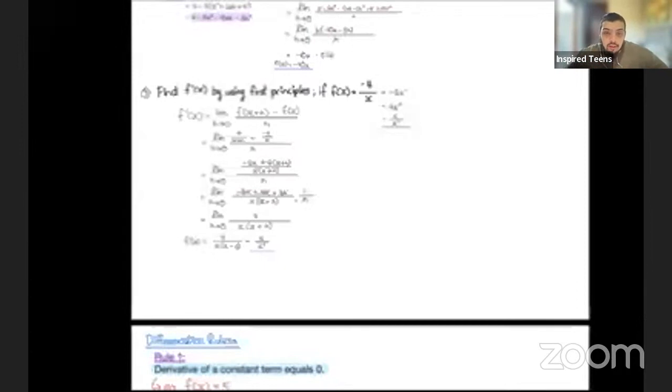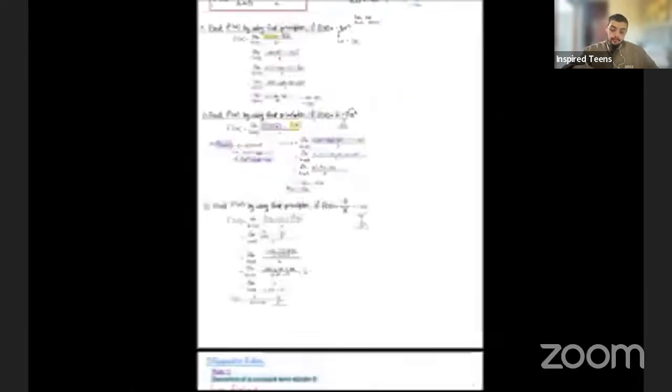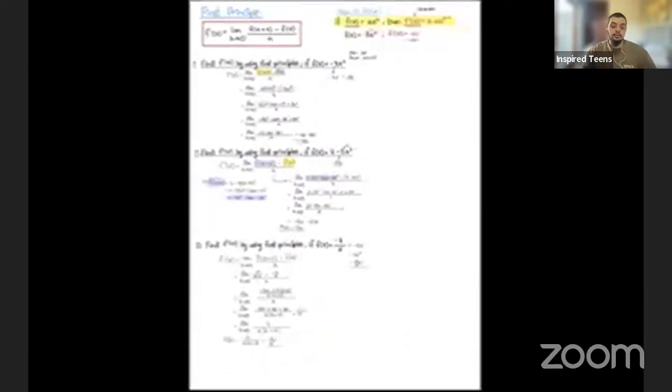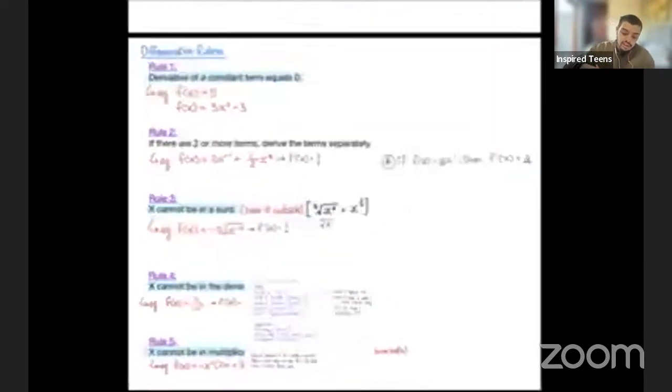Just to keep in mind, you can always double check your answer by just deriving normally. So those are 3 solid examples of first principles. I hope that you guys understand. Let us move on to some differentiation rules.